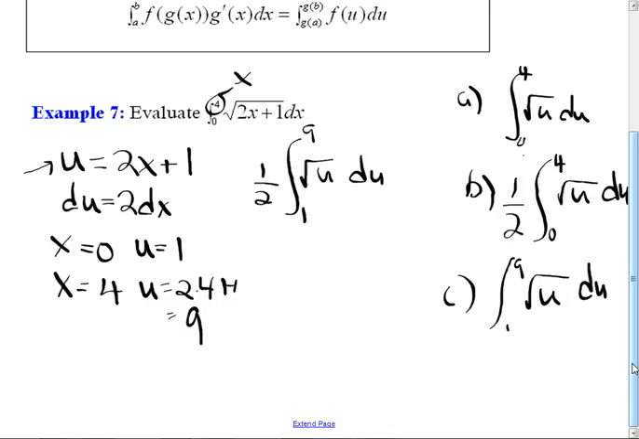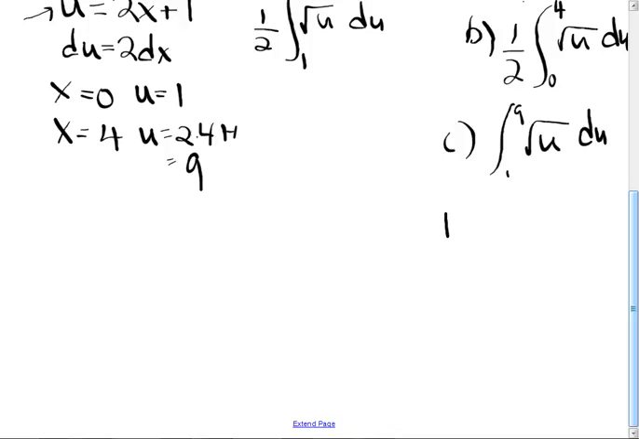For your guessing on this stuff? On this stuff? 5, 1 through 5, 5. Oh, that's not the right answer. D is 1/2, 1 to 9, square root of u du.